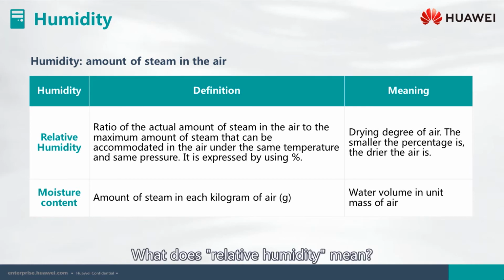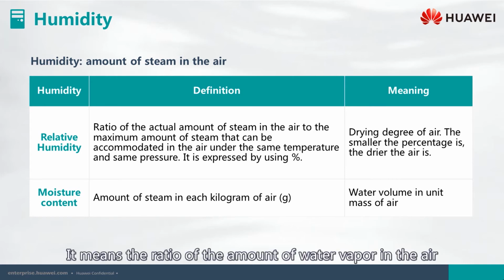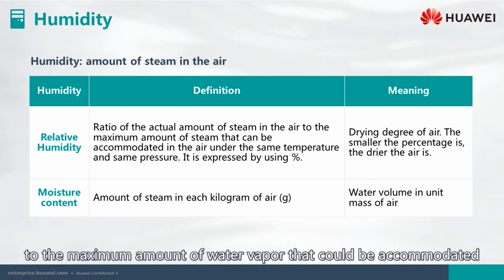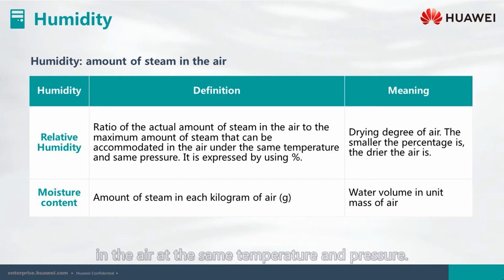What does relative humidity mean? It means the ratio of the amount of water vapor in the air to the maximum amount of water vapor that could be accommodated in the air at the same temperature and pressure. As you may already know, dry air can accommodate water vapor. When a glass of water evaporates, it produces water vapor and steam, which then rise into the air.